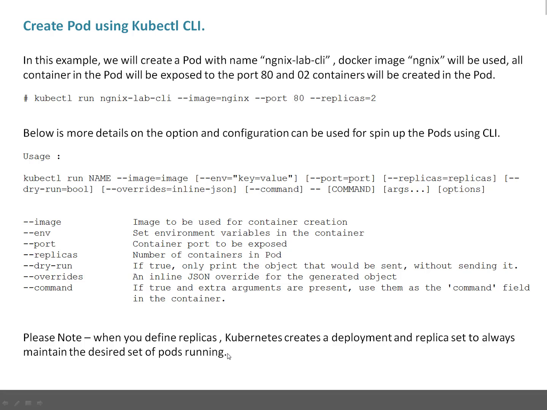Another thing, guys, which you need to keep in mind: when you define replicas, like here I'm defining replica 2, Kubernetes creates a deployment. Basically, a deployment will create a replica set. And the purpose of a replica set is always to maintain the number of pods in a running state. For example, here I have defined the number of replicas as 2. So Kubernetes will make sure there are always 2 pods in the active or running state in this particular Kubernetes setup. So that's again a Kubernetes feature.